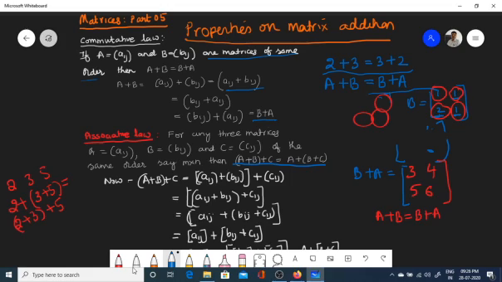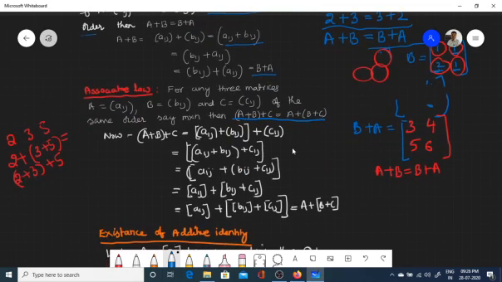So for any three matrices, A is equal to matrix Aij, B is equal to matrix Bij, and C is equal to matrix Cij of the same order m by n, then (A plus B) plus C and A plus (B plus C). So we can also prove just by taking three matrices of same order, maybe 2 by 2 matrices, then we can show that (A plus B) plus C equals A plus (B plus C).